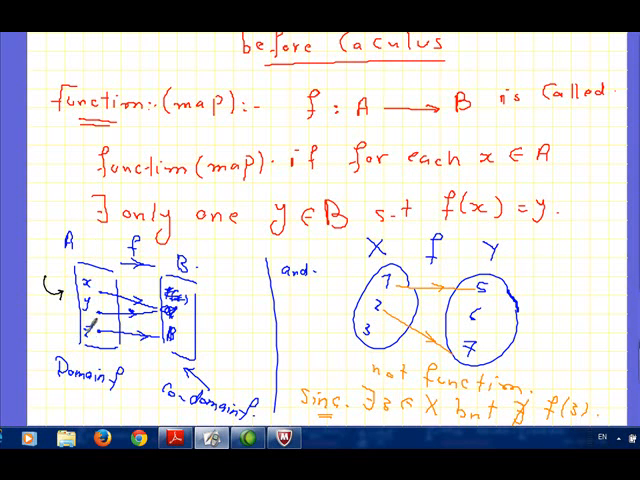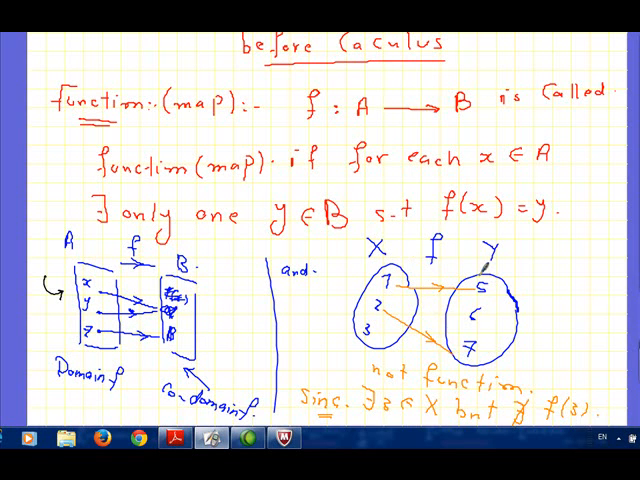Let us take this example. The set A contains elements x, y, and z. X has image alpha, y has image alpha also, z has image beta. We can call this a function. Why? Because each element in A has one and only one image in B. Although two elements in A have the same image in B, this is not a problem for us. We restrict ourselves to the definition.